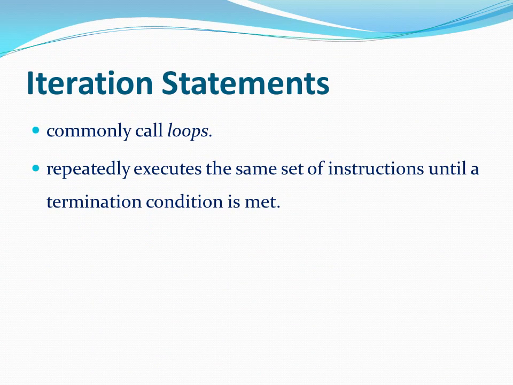And the next one is iteration statement. Another name for iteration statement is loop. So why we call this a loop? Because the same set of instructions repeatedly executes until some condition is met. So here we can see three types of iteration statement. One is while loop, next one do while loop, and for loop. So we'll see one by one.